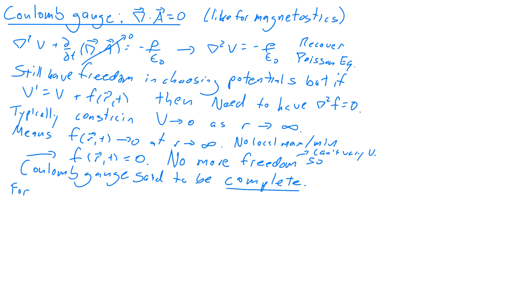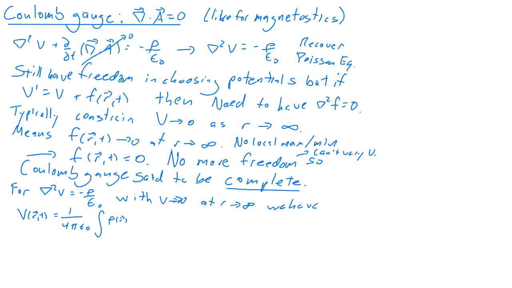So we saw that when the Laplacian of V is equal to minus rho over epsilon naught, and the potential goes to zero at R goes to infinity, then we're able to write V out specifically relating it to our sources: 1 over 4 pi epsilon naught, integral of rho of R prime.